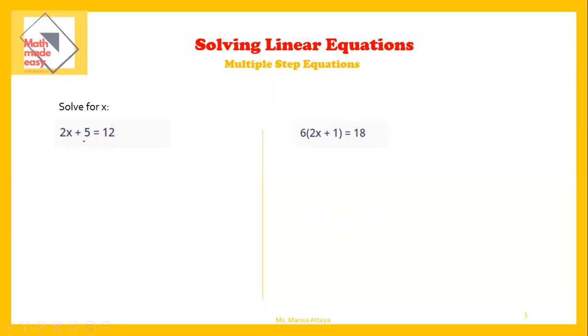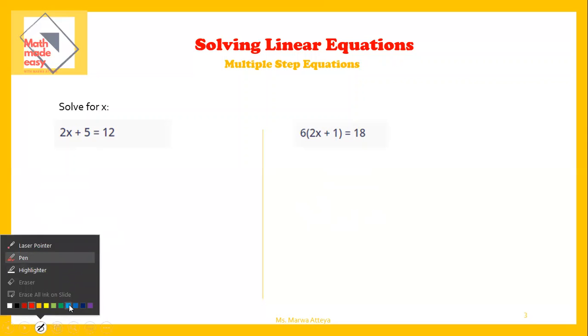Now, I have two things to think about. I have the 2 that is multiplied by x, and I have the 5 that is added to it. When we try to do the inverse operations, we start with addition and subtraction first, not with multiplication and division, which is opposite to the order of operations.